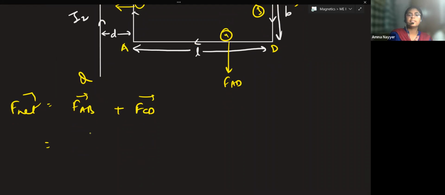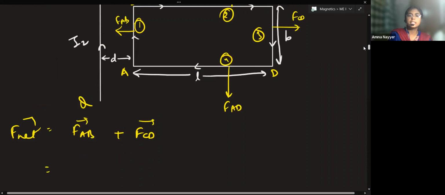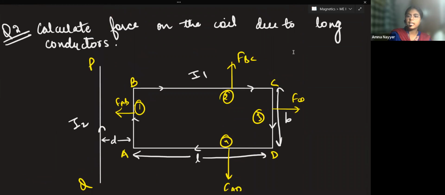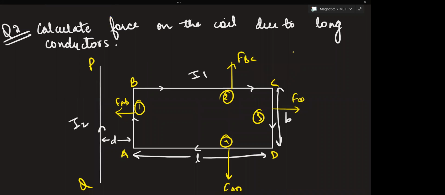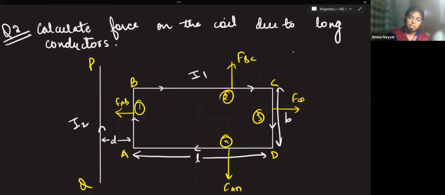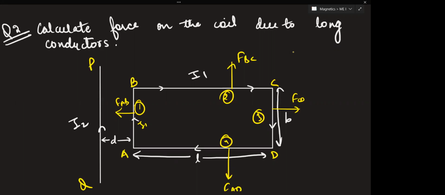So for FAB, yes, 2 wires are there. Asta, can you try it? Yes, this is one wire, this is another wire. How will you calculate the force? Look at the formula. Ma'am, which 2 wires? AB and PQ. Here current I1 is flowing, here I2 is flowing, they are separated by small d. What will be the net force? Mu naught I1 I2 L by 2 pi d.